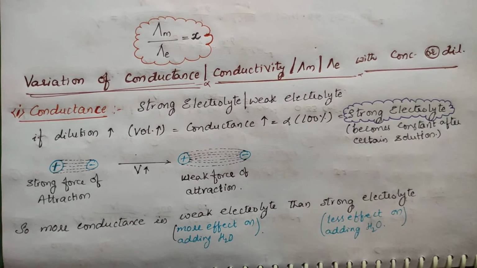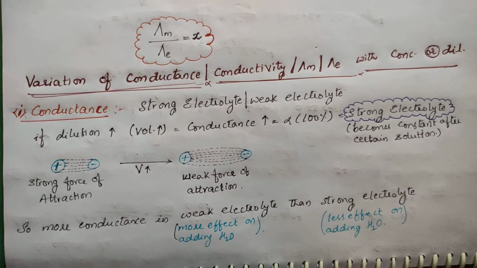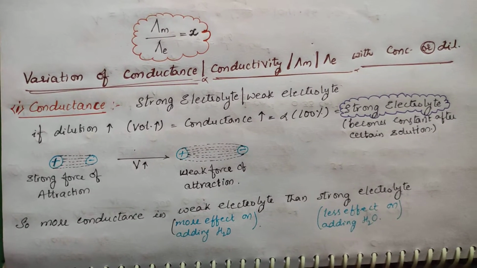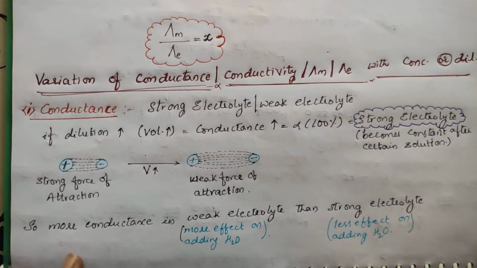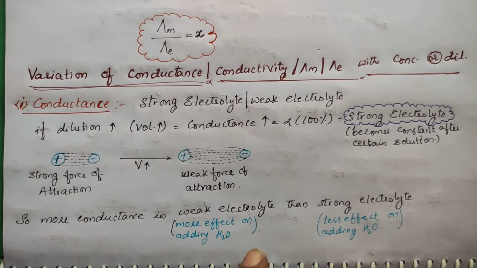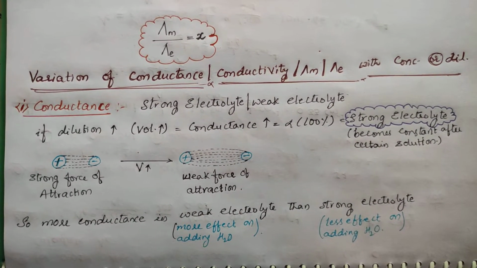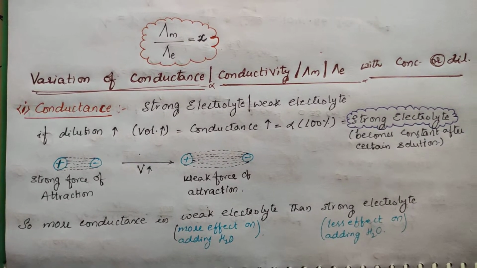By adding some water, some molecules will be dissociated. Again, by adding water, some more will be dissociated. Even if you do infinite dilution, all the molecules will not undergo dissociation. That's why it is called a weak electrolyte, right? So basically, the conductance of the weak electrolyte also goes on increasing with dilution. For a strong electrolyte also it goes on increasing with dilution, but after some extent, it becomes constant.